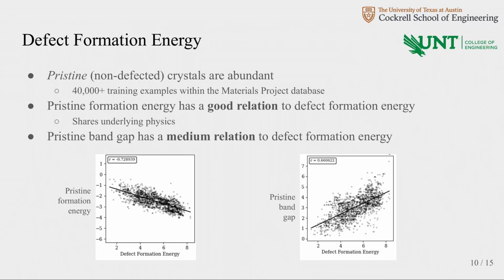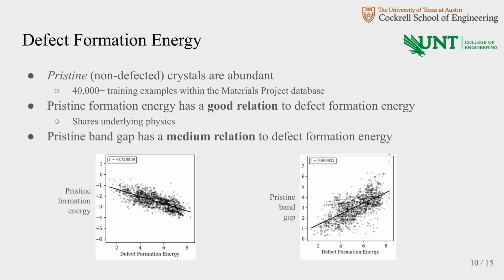Now we're back at the defect formation energy. The property that we're going to extend on, instead of defect formation energy, which is a very sparse data environment, defect formation energy only has, let's say, 1,200 training examples, which is very, very small. While pristine formation energy, the formation energy of a crystal with no point defect, is very, very large. Lots and lots of training examples there.